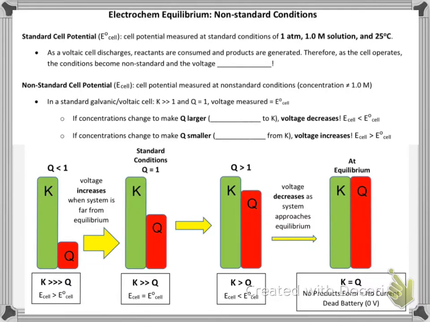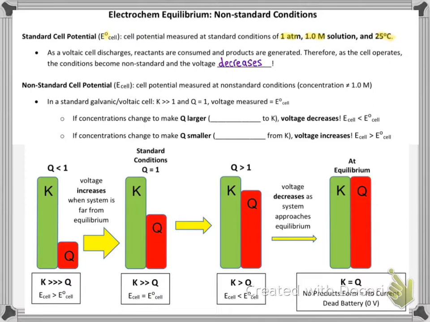Let's take a look at electrochem equilibrium under non-standard conditions. Now, you already know that standard cell potential, the E0 cell, is your cell potential measured at the standard conditions of 1 atmosphere, 1 molar solutions, and 25 degrees Celsius. However, as a voltaic cell runs, reactants are getting consumed, products are being made. Things aren't going to be at 1 molar anymore. That means as the battery operates, conditions are becoming more and more non-standard, and this causes the voltage to decrease.